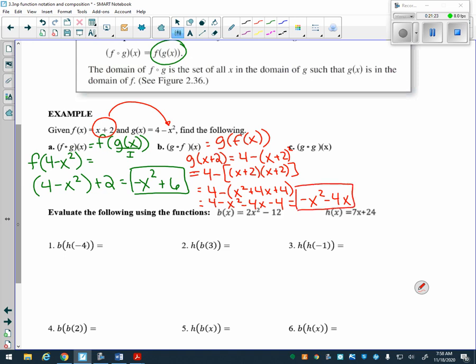Okay, so again, when you have an expression squared, you want to expand it out: x plus 2 times x plus 2.